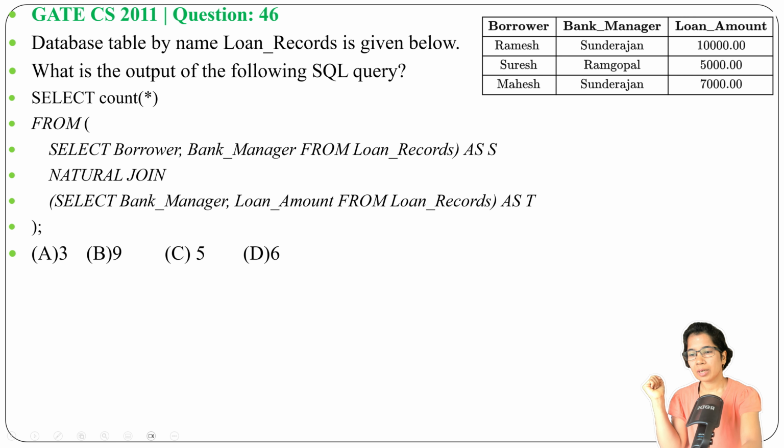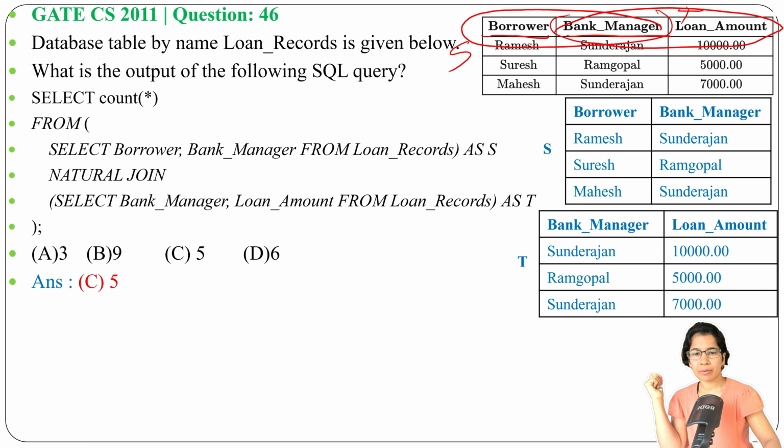Select count star. It will count the output from: select borrower, bank manager from loan record as S. So borrower and bank manager will be in one new table S. Natural join, select bank manager and loan amount from loan record as T. So these two will be S and these two will be T. This is our S and this is our T.